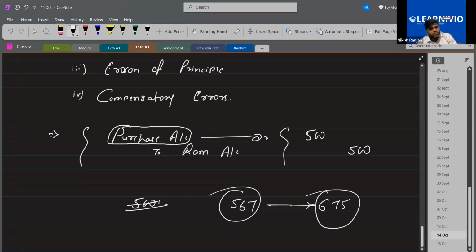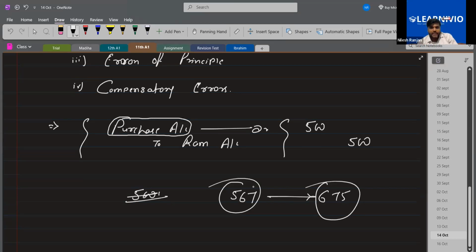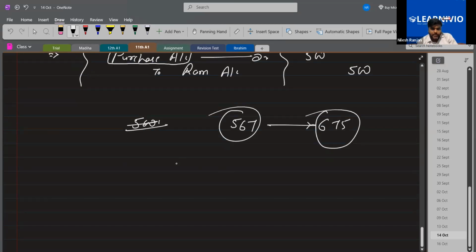Okay, so this happens sometimes: you write 700 or 700 to 70 rupees, 700 to 7,000. Sometimes you write it on the wrong side also. So these are called errors of commission. Understood?